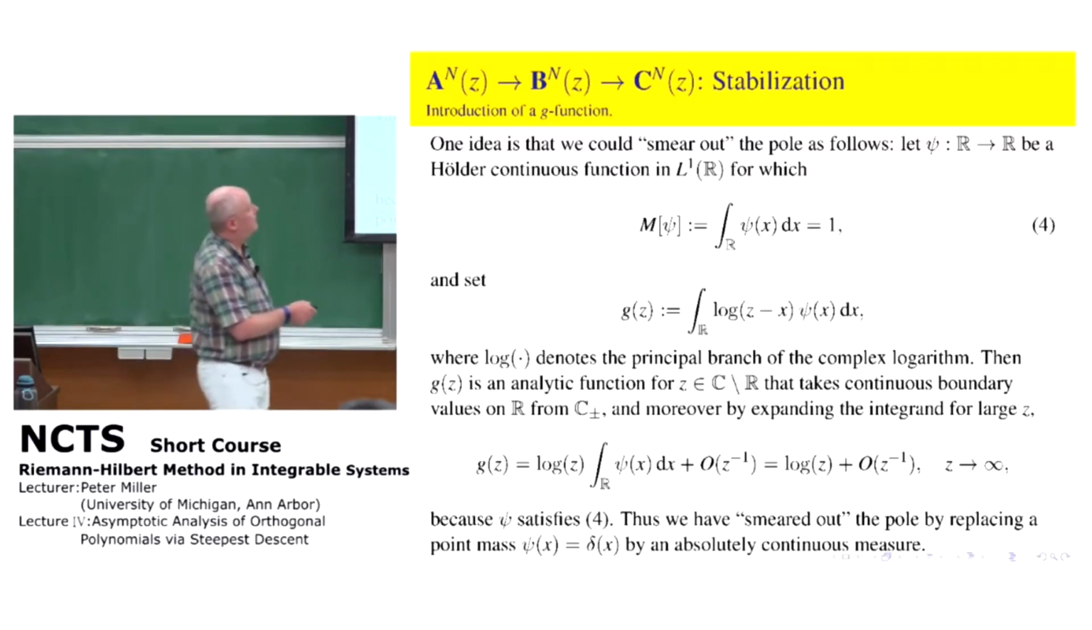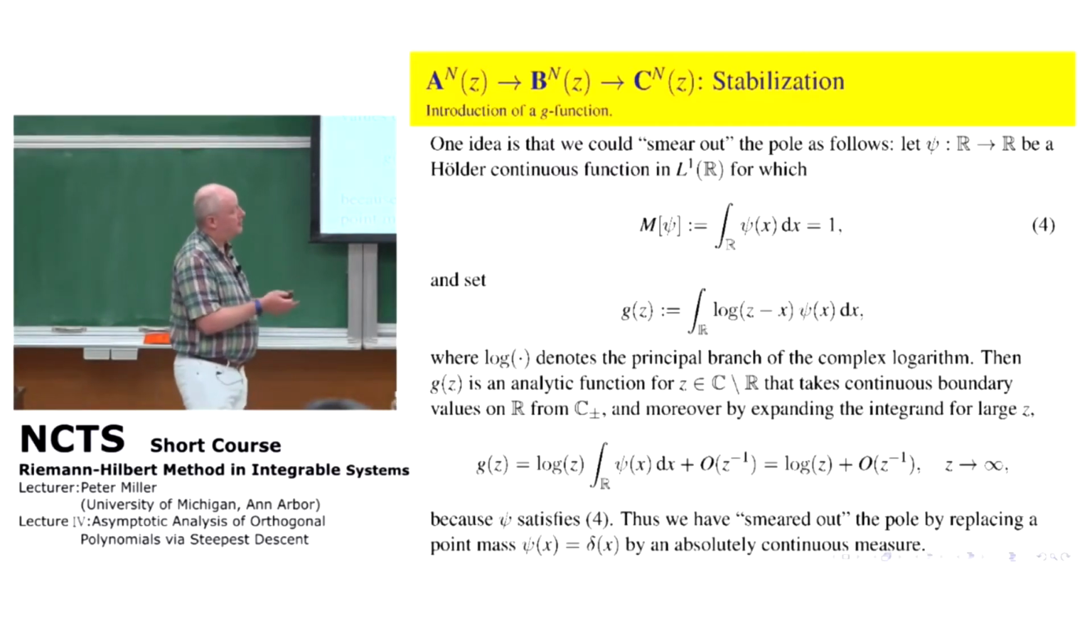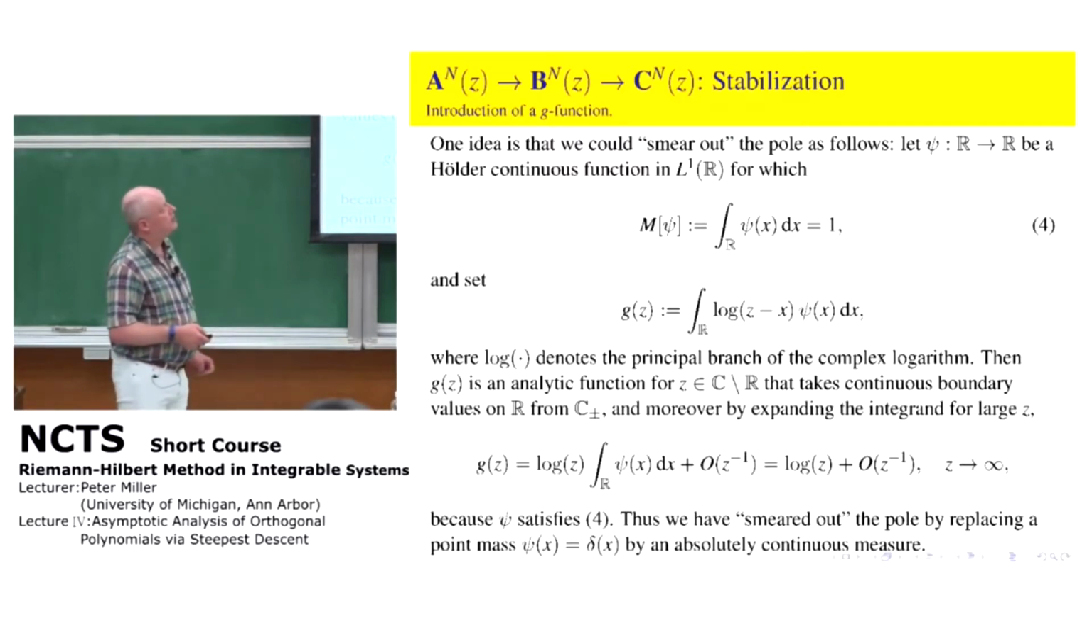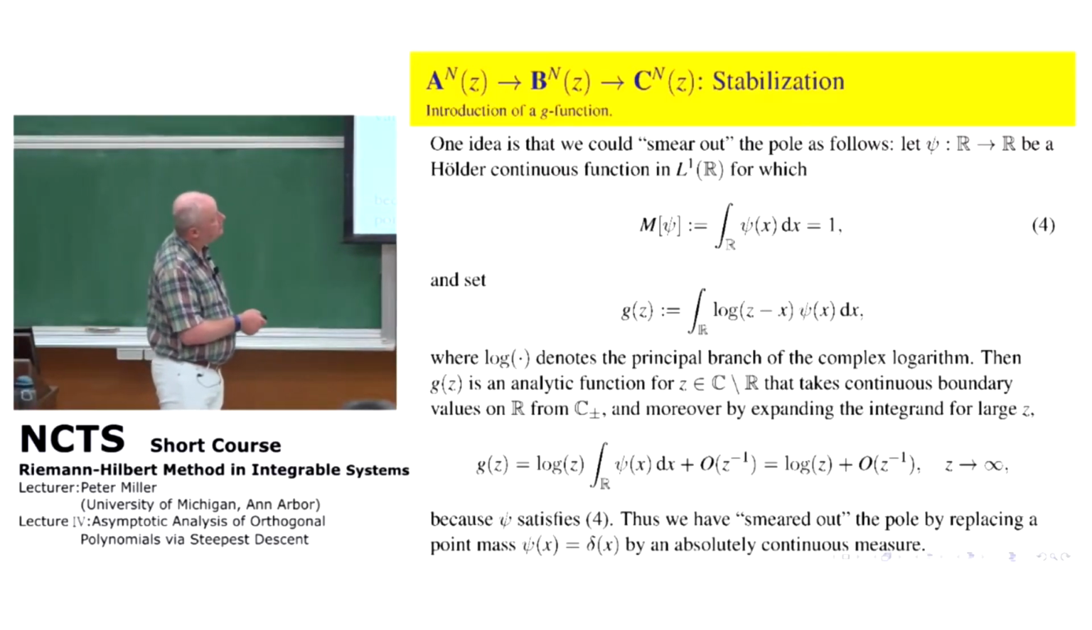But if this psi is some other function that has integral equal to 1, then this is some kind of distribution of the delta into some interval on the support of this psi, and then this has got better boundary values, okay? So that's the idea.